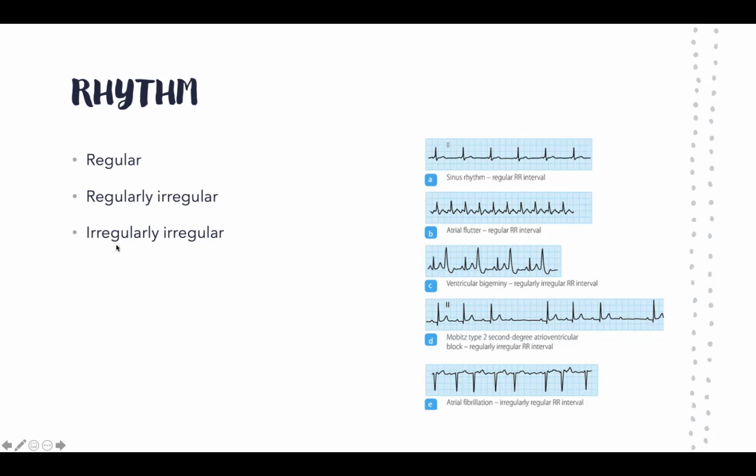Our last one is irregularly irregular. And our classic example is atrial fibrillation. In fact, whenever we have an irregularly irregular rhythm, we should be thinking whether this is atrial fibrillation. And in most cases, it is. This is an irregular rhythm because there are different spaces between the QRS complexes, and there's no particular pattern like in D. It happens in an irregular fashion.